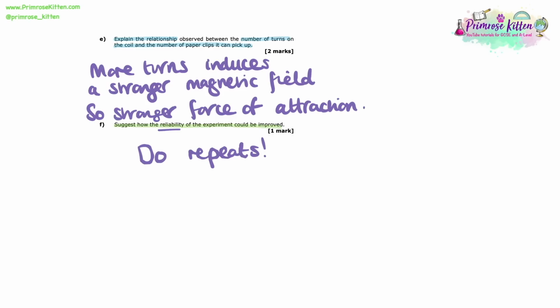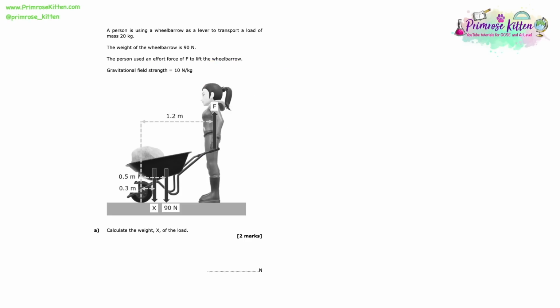A person is using a wheelbarrow as a lever to transport a load of mass 20 kilograms. We're told the weight of the wheelbarrow is 90 newtons and the person used an effort force of F to lift the wheelbarrow. Here we need to calculate the weight X of the load.